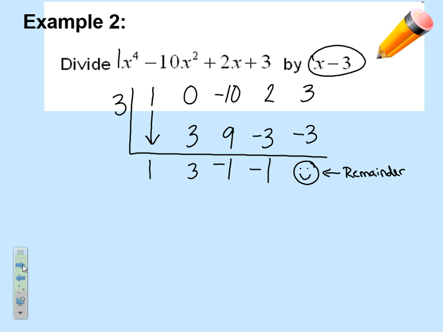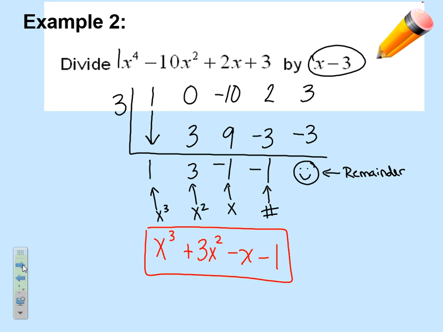In front of the remainder, this number represents the plain number in my polynomial, or the constant. This number represents the x's. In front of x's, in standard form, would be x squareds. And in front of x squareds would be x to the 3rds. So my final answer for my polynomial here is I would have 1x to the 3rd plus 3x squared minus 1x minus 1, and I don't have to worry about any remainder. So this is my quotient there, my answer to my division problem.